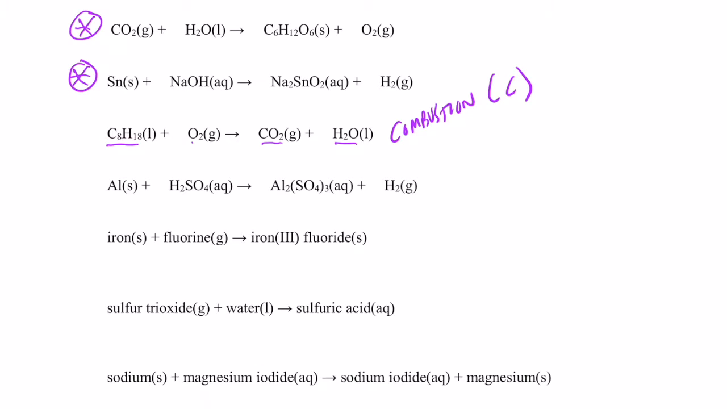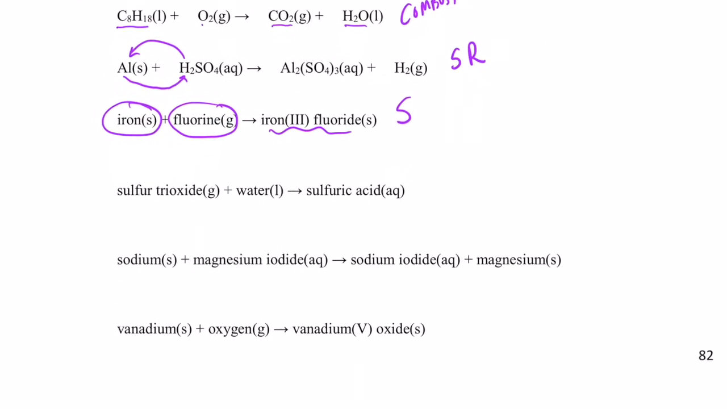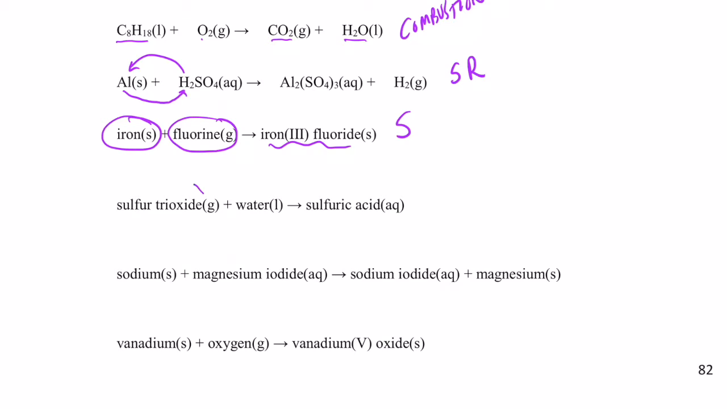Okay, the next one. Looks like aluminum is by itself here, and it's going to take the place of hydrogen, and now hydrogen's by itself, which took the place of aluminum. So that's right, single replacement. The next one, we have 2 elements, iron and fluorine, forming 1 compound. So if you said synthesis, good job. The next one, 2 compounds, sulfur trioxide and water, forming 1 compound. That's right, that's another synthesis reaction.